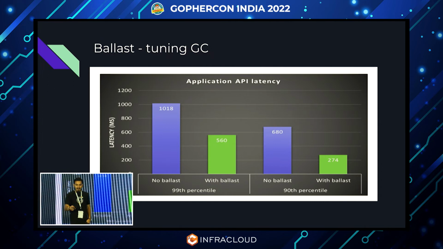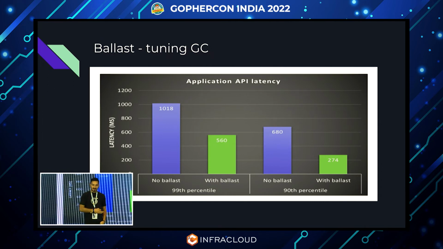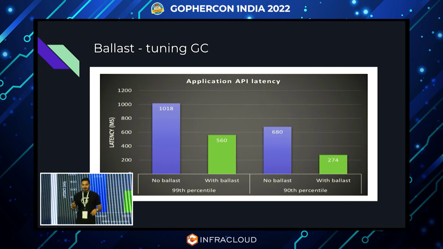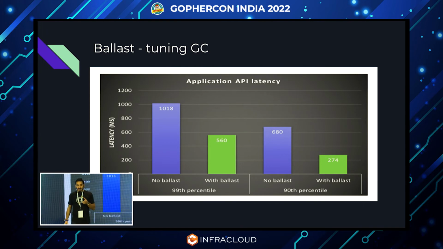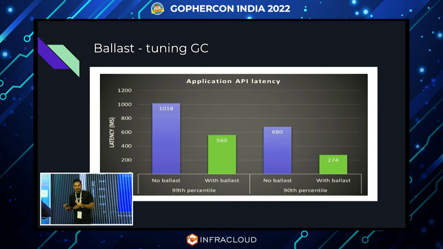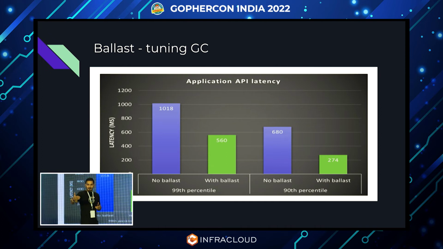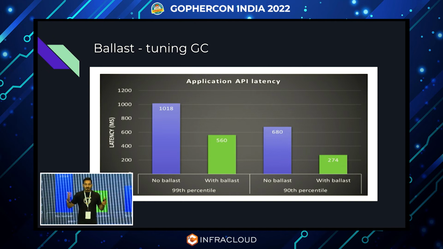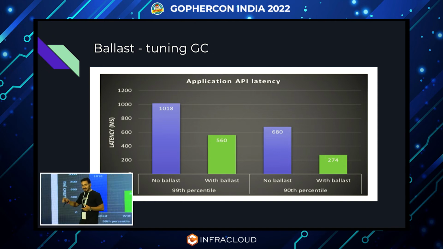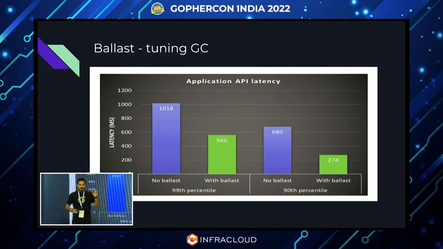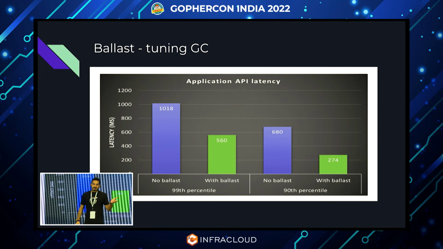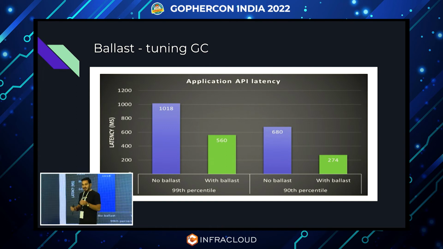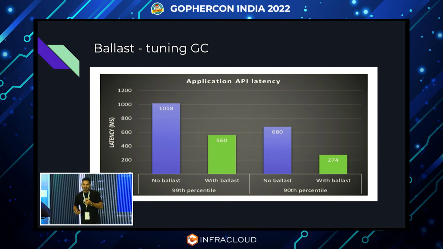So there is this technique which was popularized by the Twitch guys. It's called Ballast, which basically tunes the GC. Let's say your program is doing a lot of memory allocations and deallocations; the GC cycles will kick in a lot of times. At scale, with this frequency, when the GC cycles kick in, 25% of the CPU is going into the GC. That's a huge cost.